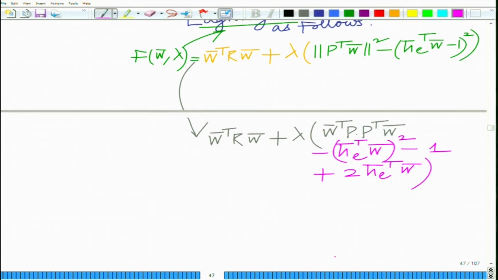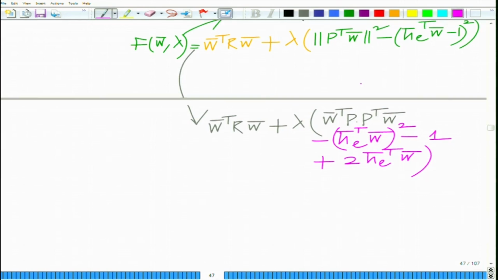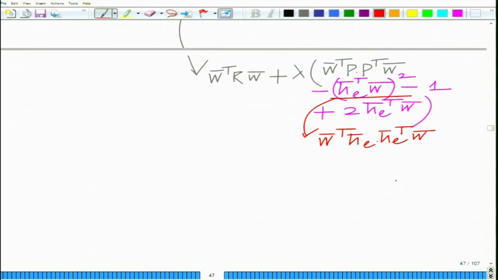Now, H bar E transpose W bar is a scalar quantity. So, I can write this as W bar transpose H bar E, that is, the transpose of the vector times itself, or basically you can also say this is the magnitude square of this. Both these quantities are equal. So, I can write it as the transpose of the quantity times itself, that is, W bar transpose H bar E times H bar E transpose W bar.